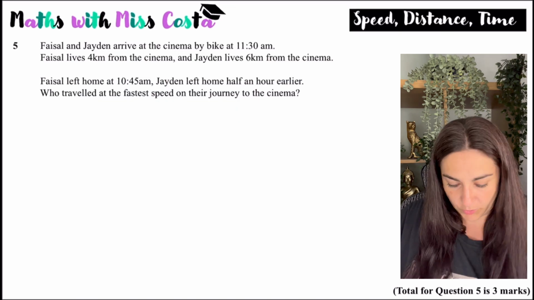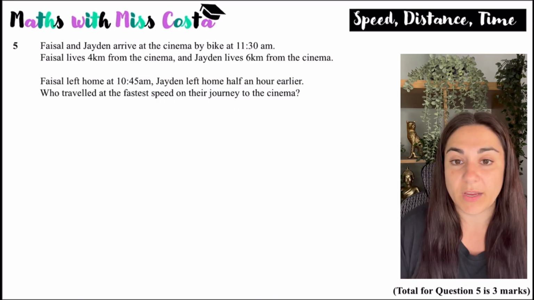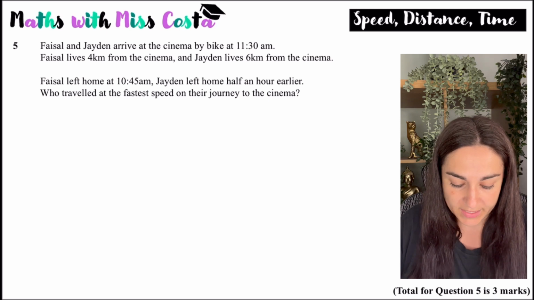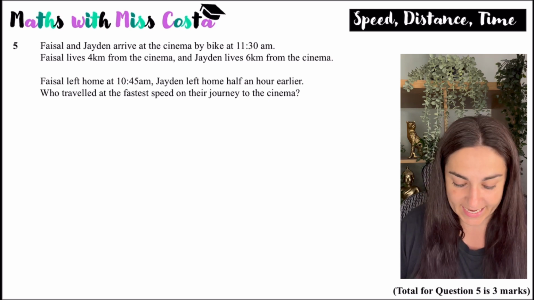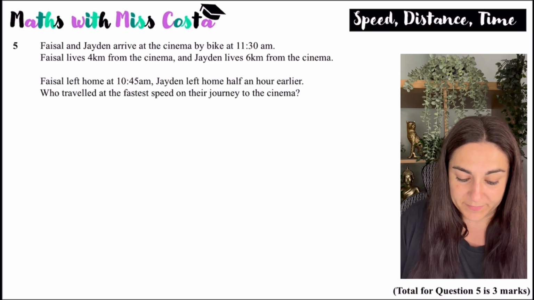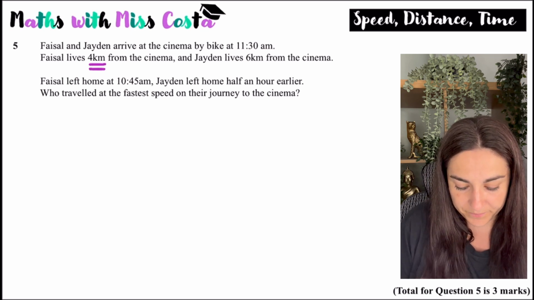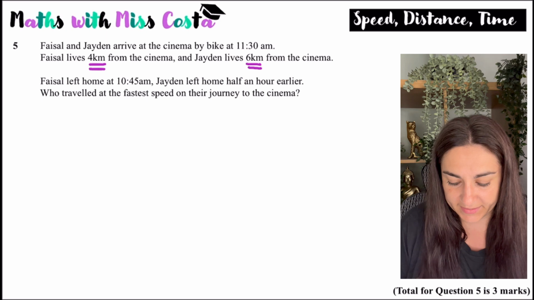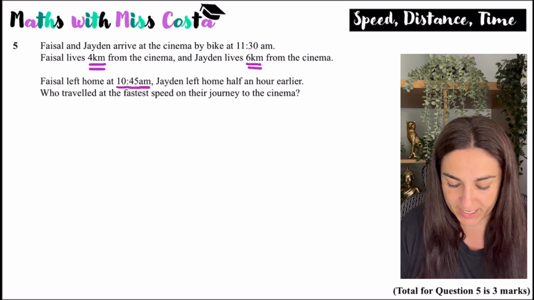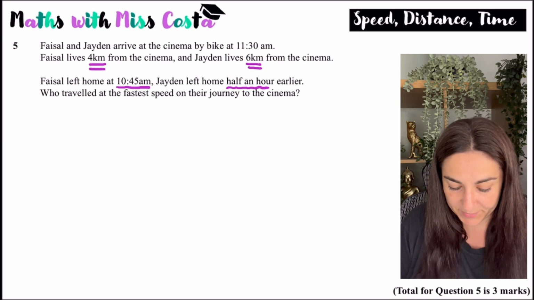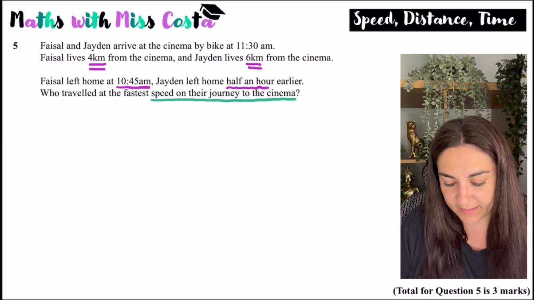Okay, next we've got a question that incorporates speed and time. I'm told that Faisal and Jaden arrive at the cinema by bike at 11:30 a.m. Faisal lives 4 kilometers from the cinema and Jaden lives 6 kilometers from the cinema. Faisal left home at 10:45 a.m. and Jaden left home half an hour earlier. Who travelled the fastest speed on their journey to the cinema?